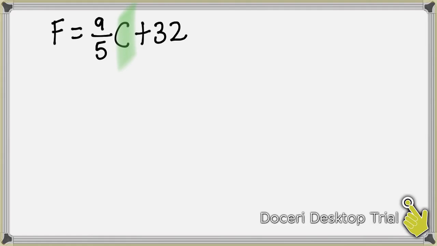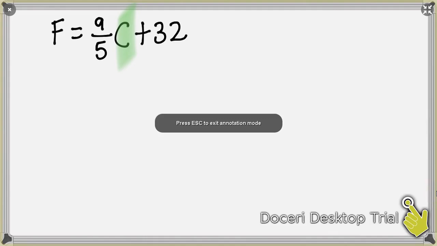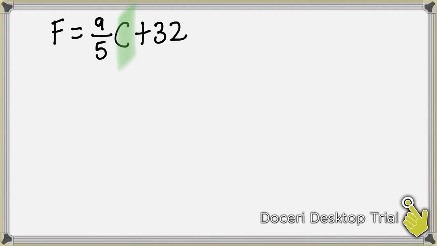But if I want to solve for C, I have to ask myself, what is happening to C, right? So we know that C is being multiplied by 9 fifths, but we also know that 32 is being added. So we're going to get rid of adding before multiplication, just like we've done in the past. So we're going to get rid of that plus 32 by subtracting 32.